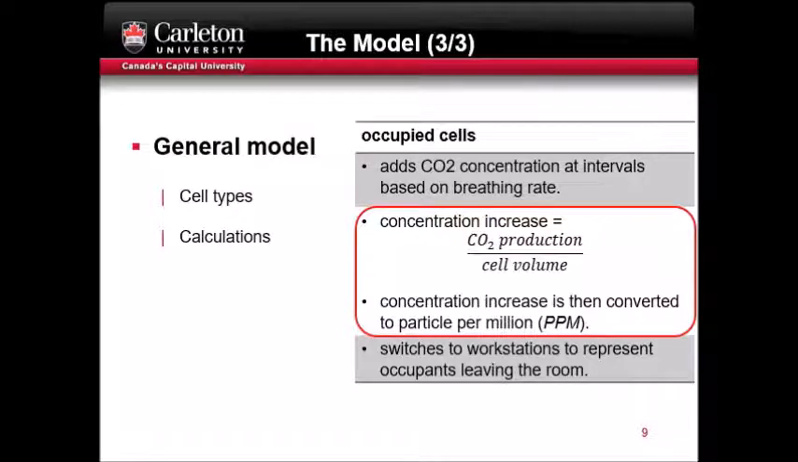Then, when the occupant leaves the space, the CO2 source cell becomes a workstation again. For this cell, we stop adding CO2, and the CO2 level starts decreasing again based on the effect of other CO2 sinks in the room.